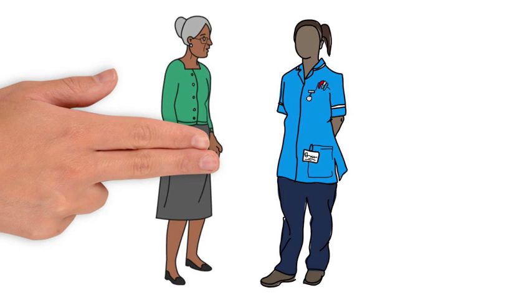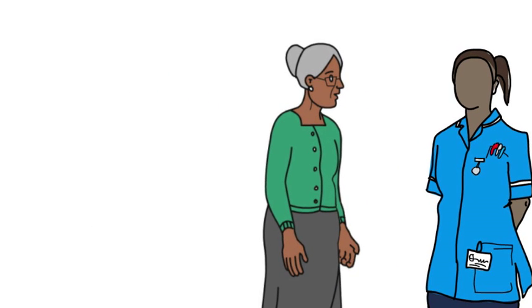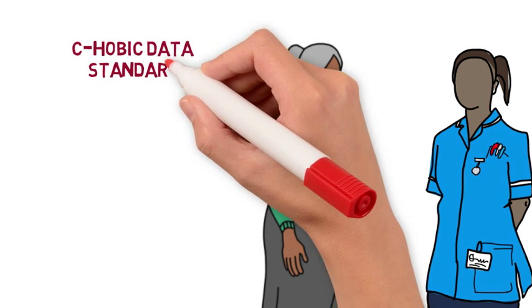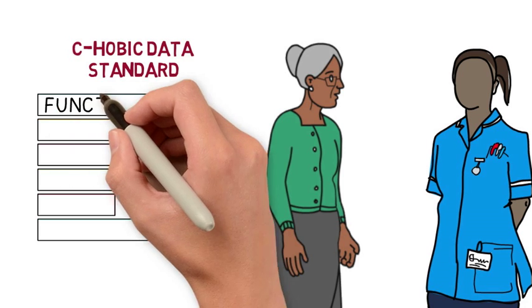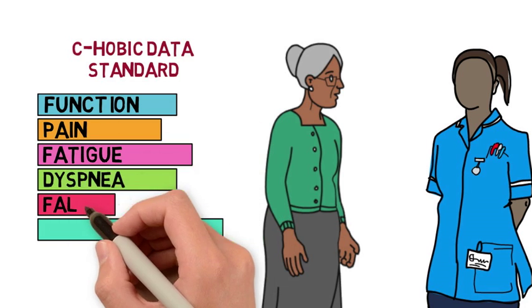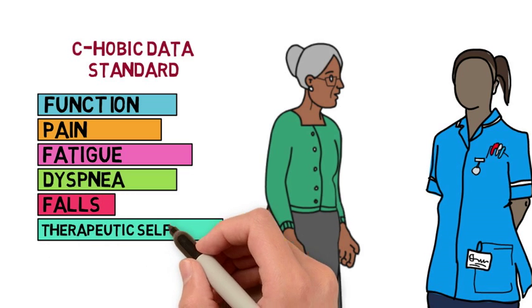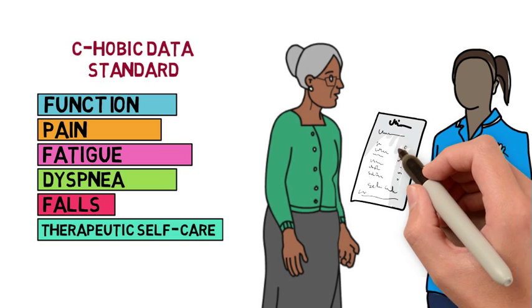Upon her arrival to hospital, I complete an admission assessment. In addition to other information, using the CHOBIC data standard, I document her limited function, that she has a high level of pain and fatigue, some shortness of breath, and the fact that she fell twice in the last month. I use my knowledge, skill, and clinical judgment to develop a plan of care for Maria and determine her ability to manage on her own post-discharge.